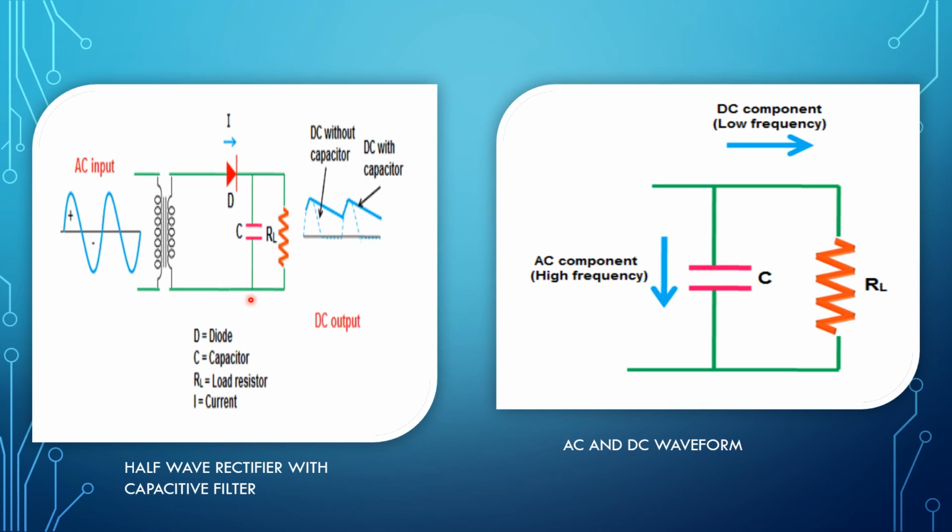During the conduction period, the capacitor charges to the maximum value of the voltage, when the supply voltage equals the capacitor voltage, and the capacitor is said to be fully charged. The AC component is high frequency, the DC component is low frequency, and the AC needs low resistance, therefore it goes through C, and the DC goes through RL. So this is how it works. And when the cycle is complete, the capacitor is fully charged.